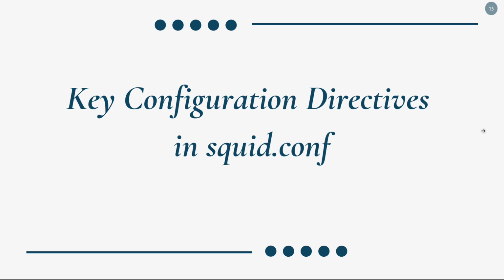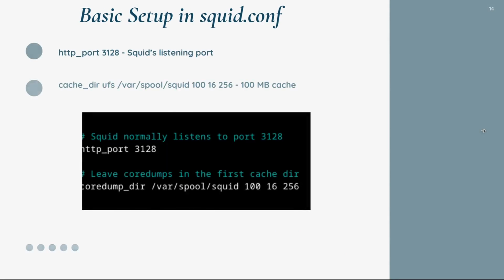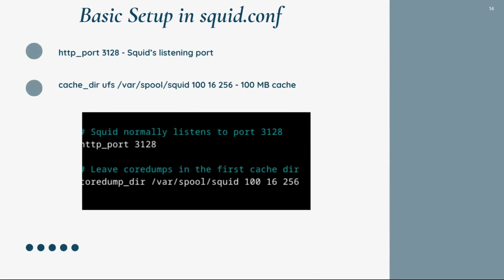Let's dive into the key configuration directives in squid.conf. First things first, we have to set the port to 3128, which is the port that listens for requests. And as the second line shows, we set up a 100 megabyte cache that has two level directories. The first level has 16 folders and the second level has 256 folders. And in the same folders, we have a file called cache_dir, which tracks the cache logs.